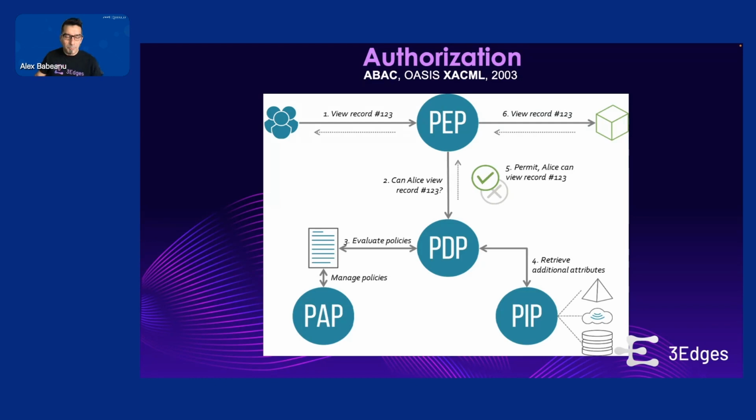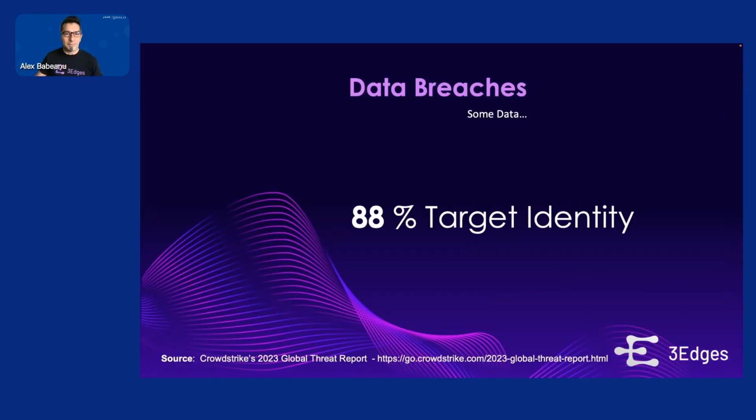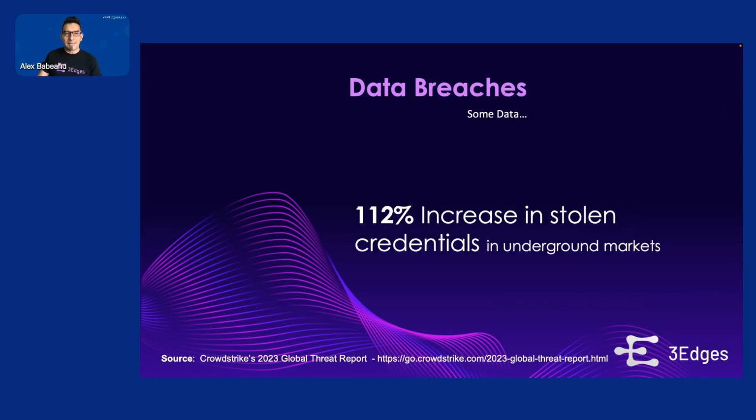But as a more pervasive thing nowadays, one of the main things we want to prevent is data breaches. So nowadays, data breaches are on the rise. There are even now crime-as-a-service offerings out there. You can hire criminals that have full-fledged organizations that would help you to breach pretty much any system. And the reason why these systems can all be breachable is because 88% of data breaches target identity. And you can see that also in the fact that there is over 100% increase in stolen credentials out there in underground markets.